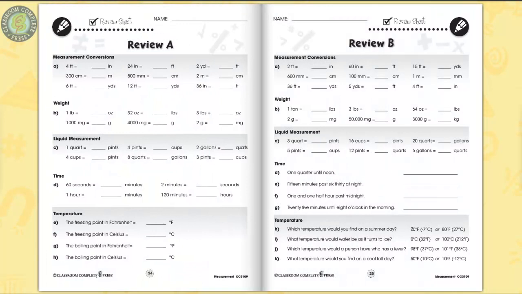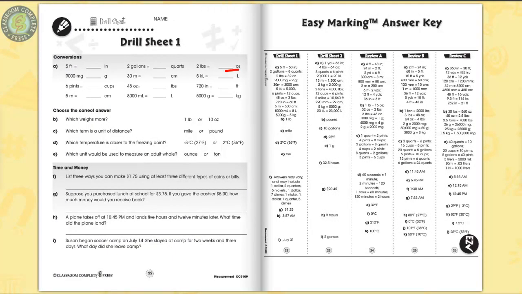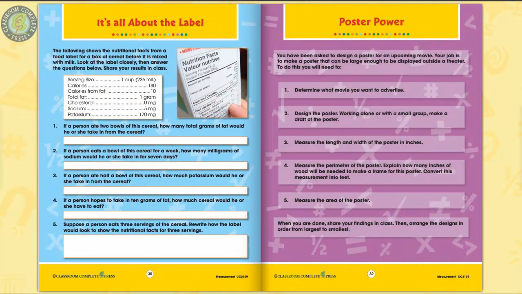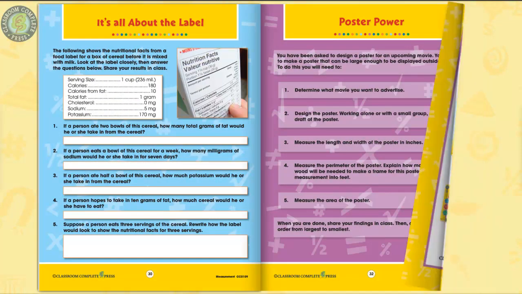An assessment in the form of a review is included at the end of each unit. The Easy Marking Answer Key works by lining up perfectly with the matching question pages. 3-color practice activity sheets complete the resource. Answer questions based on information found on a food label.